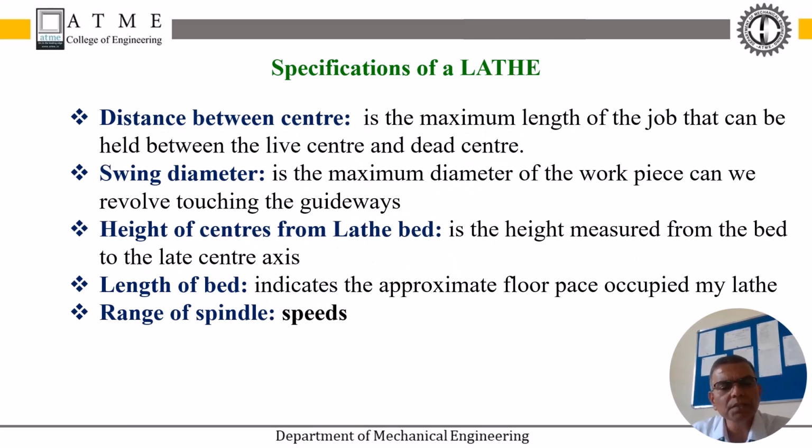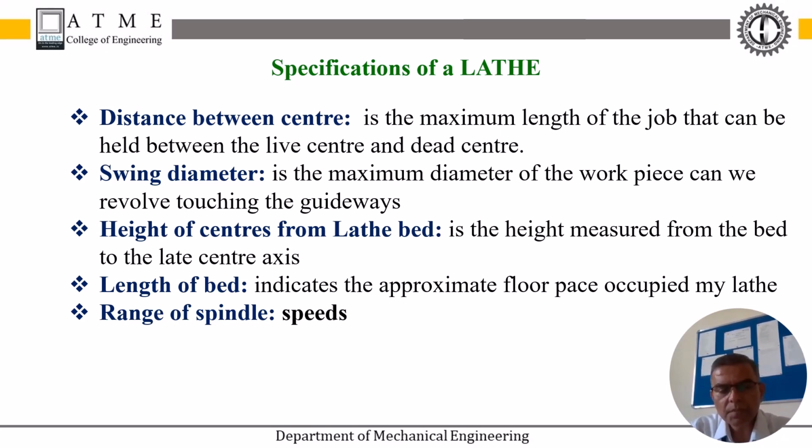As I told you, the distance between the centers is the maximum length of the job that can be accommodated between the live center and the dead center. The maximum swing diameter is the maximum diameter of the workpiece that can revolve without touching the guideways. The height of the centers is measured from the lathe bed to the lathe axis. Then there is the overall length of the bed, the floor space occupied, and the range of speeds. So these are all the specifications of the lathe.